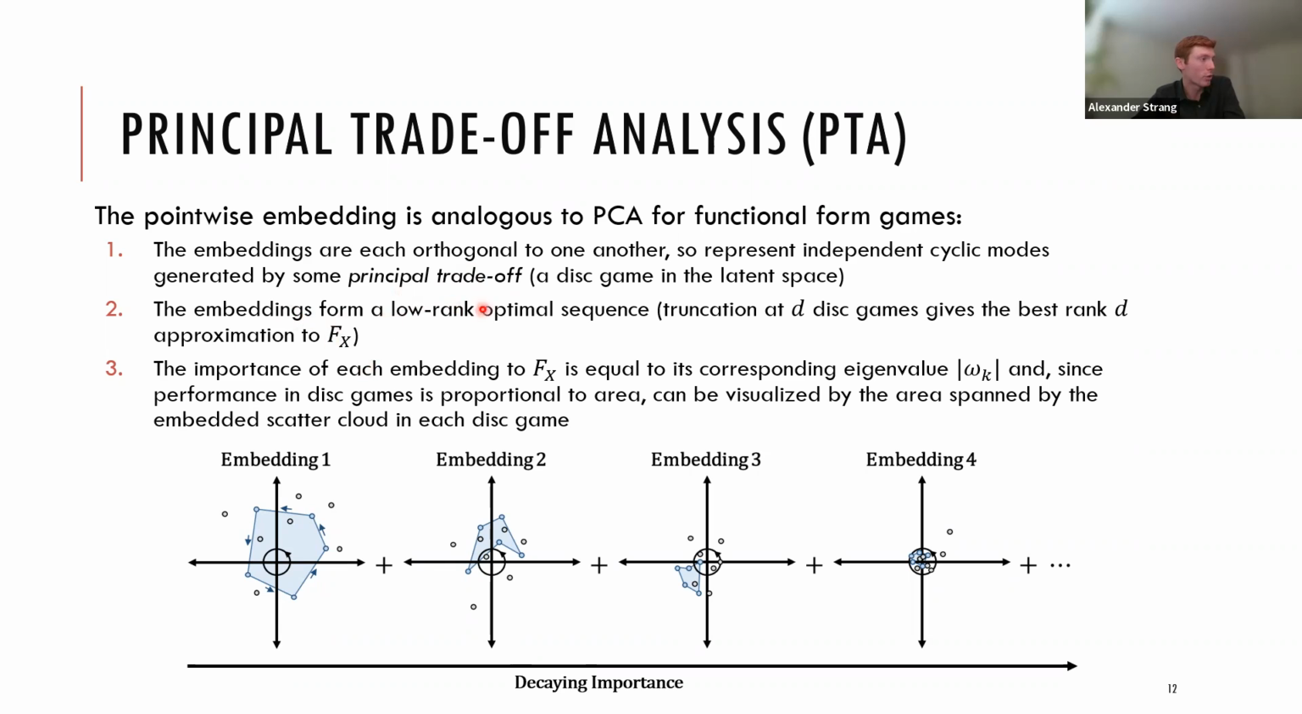In addition, they form a low rank optimal sequence. So truncation at a finite number of these disk games gives the best low rank approximation. That allows model reduction, and allows some measure of complexity. And moreover, we can quantify the importance of each of the disk games just by evaluating the corresponding eigenvalue. In terms of the visual, that corresponds to the total area, or really the variance in the scatter cloud when I embed into each of these different disk games. So you can just look at them, and the amount of area spanned by a scatter cloud tells you how important that individual disk game is.